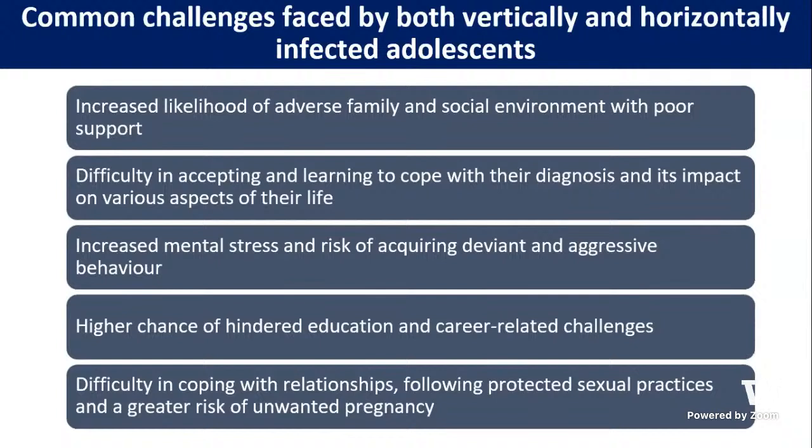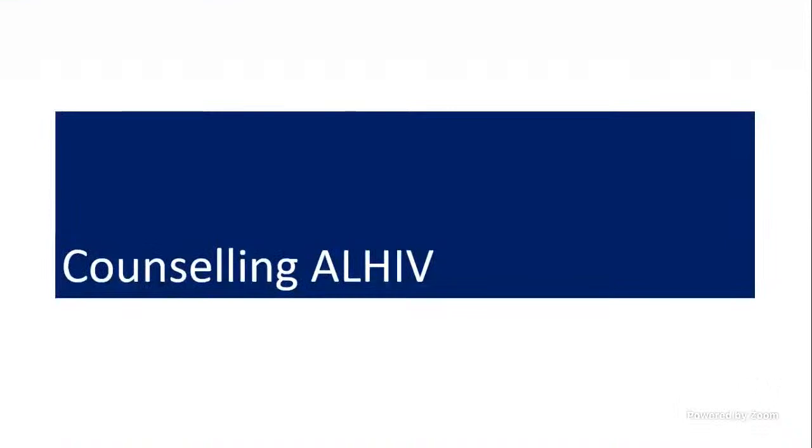Then there are higher chances of hindrance during education, career-related challenges, and other activities are hampered because they have to come regularly to the ART center, they are taking medications, and there may be opportunistic infections, and that will be a great challenge for their future. Then there will be difficulty in coping with relationships, following protected sexual practices, and unwanted pregnancy is very common. There is increased mortality and morbidity in teenage pregnancies, teenage mothers. Okay, next slide, please. So lots of problems appear, especially in adolescents, and pregnancy-related complications, with increased morbidity and mortality in the adolescent girl child.